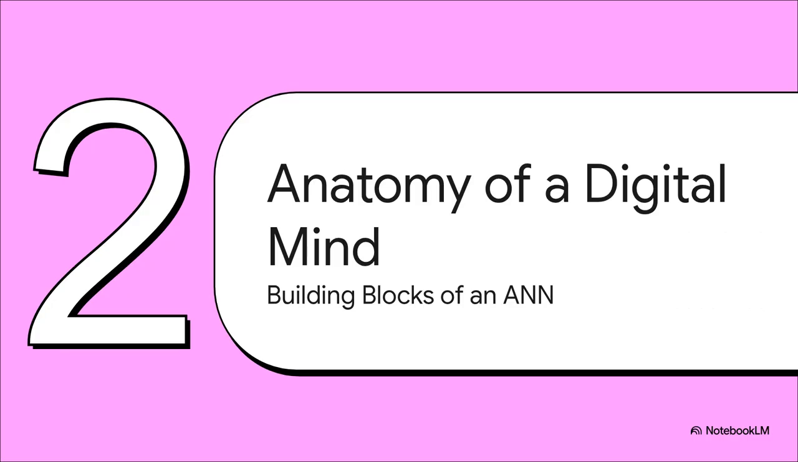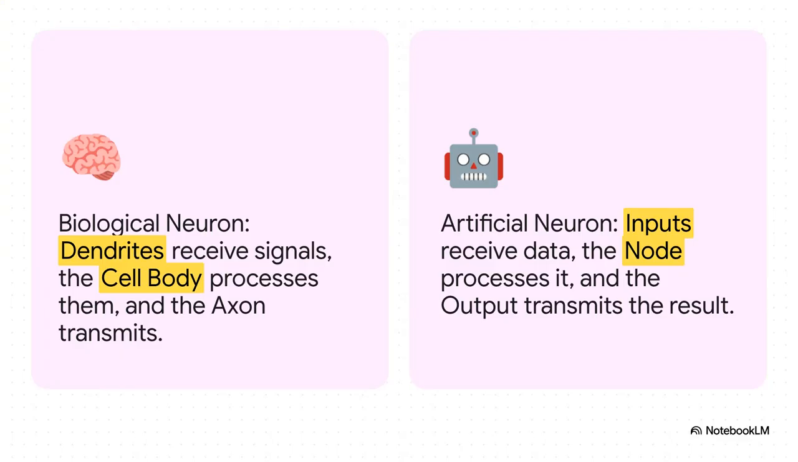Okay, so if an ANN is basically a digital brain, what's it made of? What are the individual parts? Let's pop the hood and take a look at its basic anatomy. And you know what? The parallel is surprisingly simple and direct. An artificial neuron, which we call a node, really just does three things, just like its biological cousin. It takes in data through inputs, that's like the dendrites. It crunches some numbers in the main node, that's like the cell body, and then it spits out a result, which is the output, acting like an axon passing the signal along. It's really just a mathematical model of a biological process.